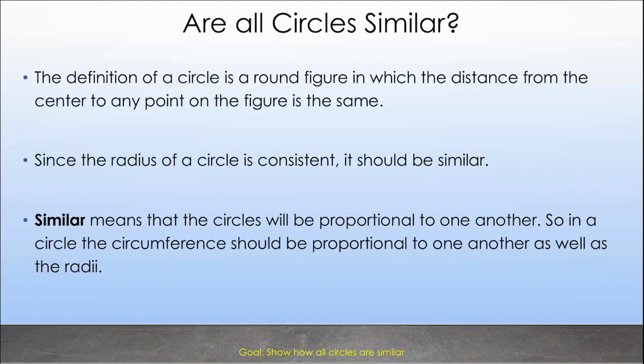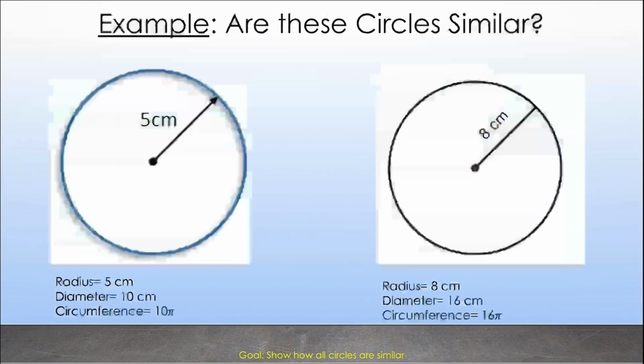All right. So are all circles similar? That's the question. The definition of a circle is a round figure in which the distance from the center to any point on the figure is the same. Since the radius of a circle is constant, it should be similar. Similar means that the circles will be proportional to one another, so in a circle, the circumference should always be proportional to one another as well as the radii.